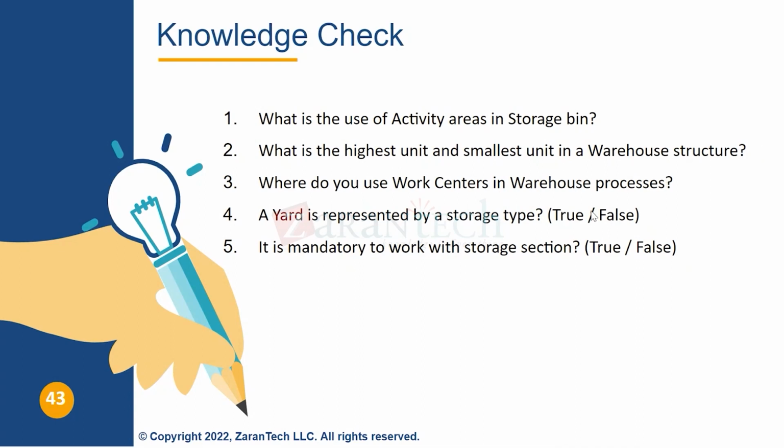So Rohit, what is the difference between work centers and activity area? Yeah. The activity area is used to assign the taking out of stock, or putting stock into the bins. This is to perform the activity in the bins. But the work center is where you do some additional activity before putting stock into the bin.